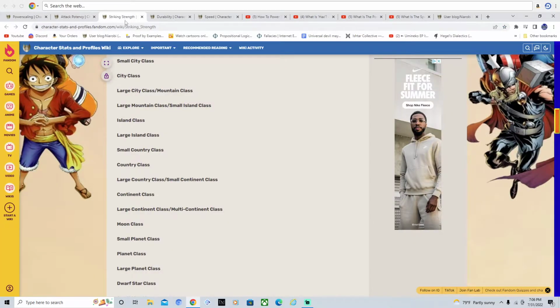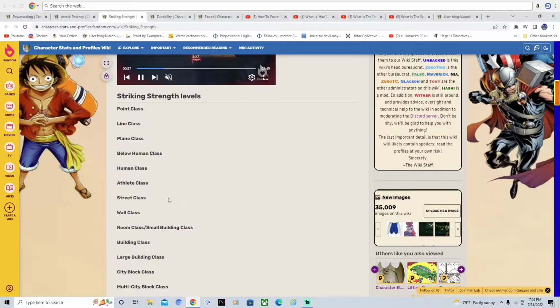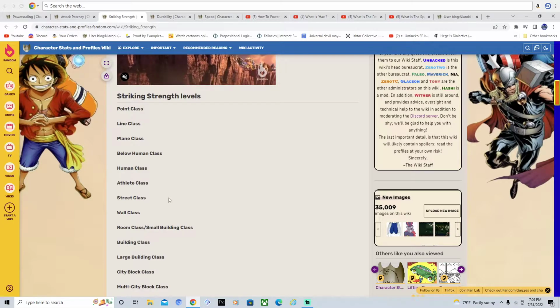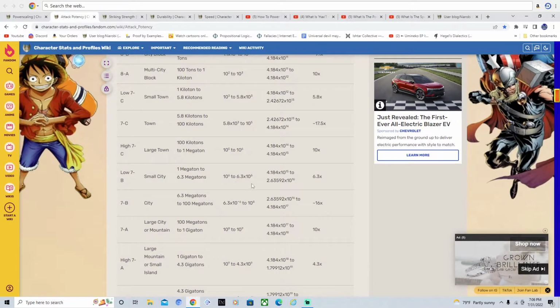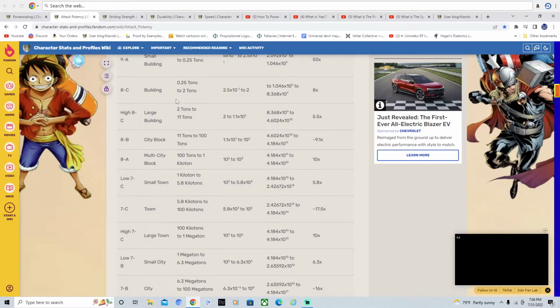Striking strength is the metric that we'd use for specifically strikes. We wouldn't be saying that this character has a striking strength of 2 tons. That's for attack potency. No, what we're here to say is that we have the attack potency of one character, which is, say, 2 tons, which is building level. Now let's map that on to striking strength.